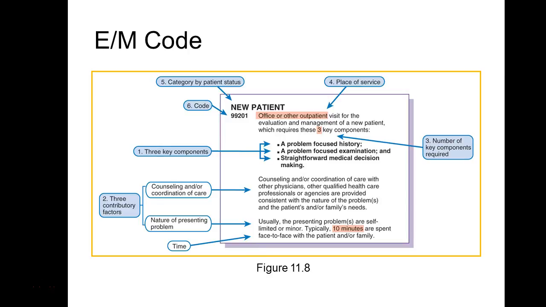So what I'd like you to do is flip through your evaluation and management section. I would also like you to look at pages 1 to 3 in your code book to see all the different areas where a patient might have services and the types of services they will have.